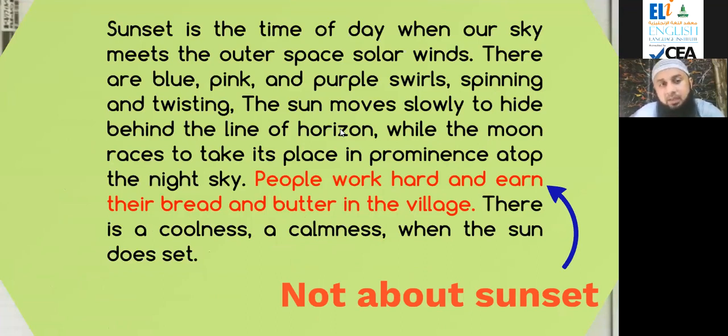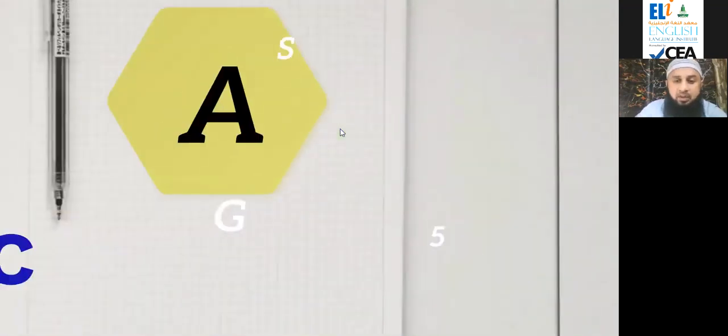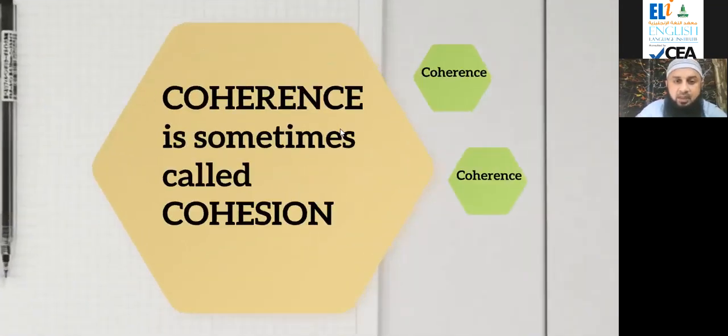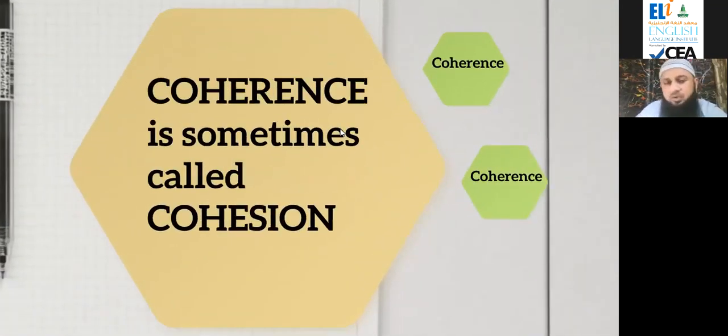This is something not about the sunset. Something irrelevant. Excellent. Yes. So now coherence is missing. Not cohesion, but coherence. Let's move toward another text. Here, coherence is sometimes called cohesion.